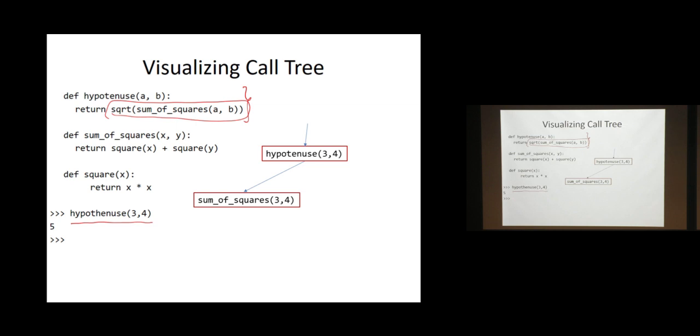And then what does sum of square do? You look at the code here. It calls square: square x plus square y. Which one does it do first? Square x. Why? For an addition operation, you always do the left-hand side first. That's the rule of the computer. So you do square 3 first. What is square 3? You get 9, so you call this function, you get 9, you return 9.